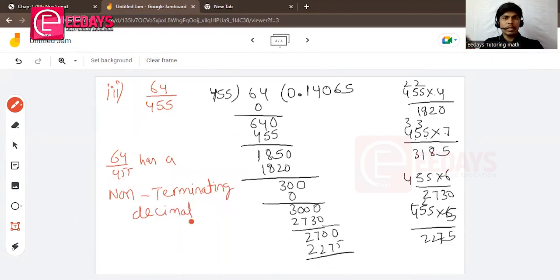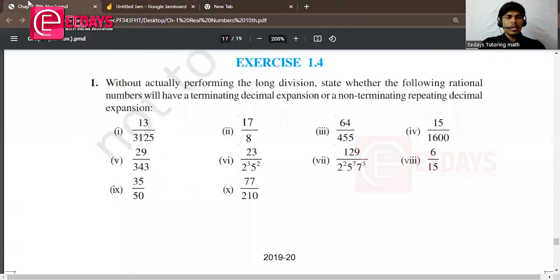We are getting some other numbers. So it was prolonging like this. That's why I just end up here after doing some steps. Okay, let's do the next sum: 15 by 1600.